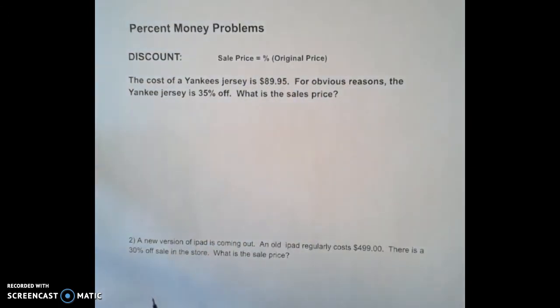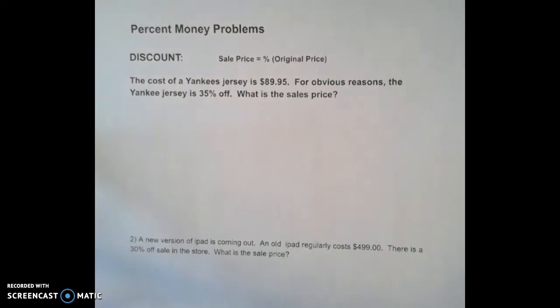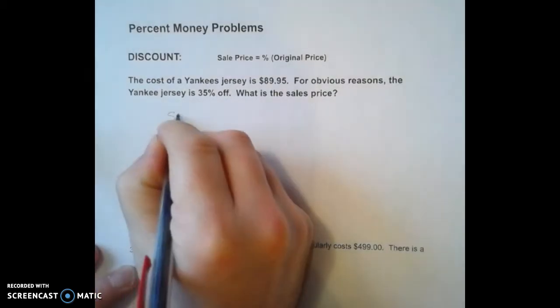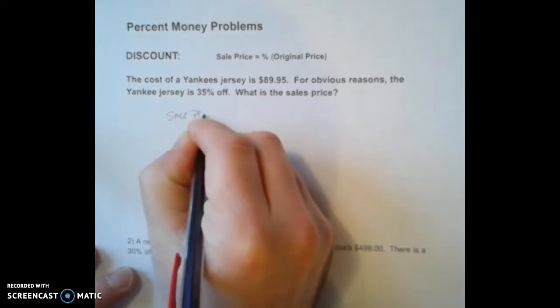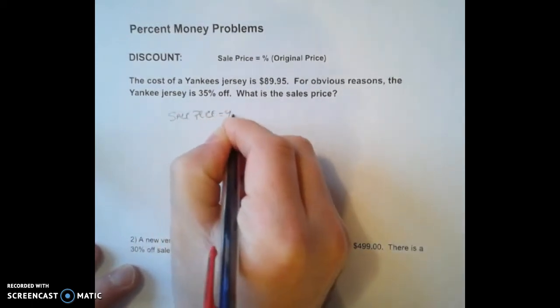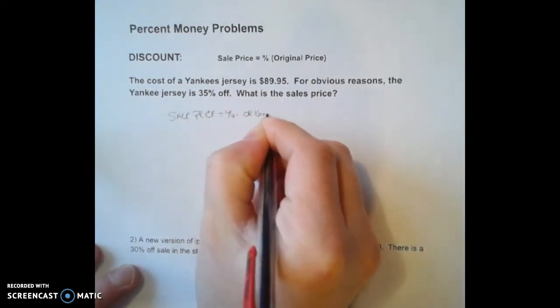And so we're told in this first example that the cost of a Yankees jersey is $89.95. And for obvious reasons, the Yankee jersey is 35% off. What is the sale price? That's what we're trying to figure out. How much would we pay now that it's on sale? And so we're going to use the equation that we mentioned above. Sale price equals percent times the original price. So I'll go ahead and write that in. Sale price equals a percent of the original price.